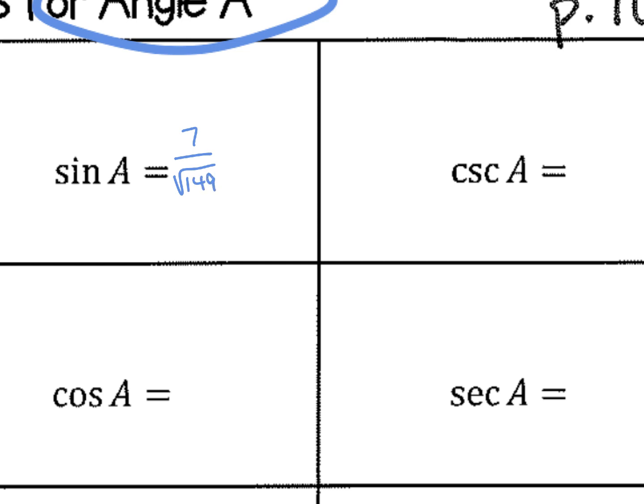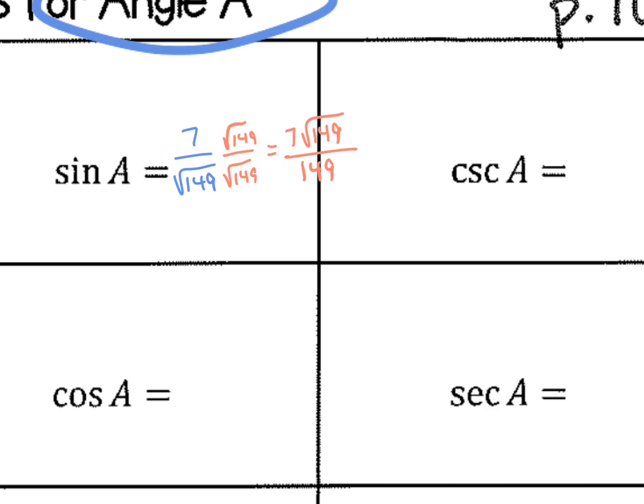Now, the issue is we can't have a radical in the denominator, so we have to rationalize. So if we multiply top and bottom by the square root of 149 over the square root of 149, we get 7 times the square root of 149 over 149. So that's not very pretty, but that is how you would want to write your answer for that sine value.